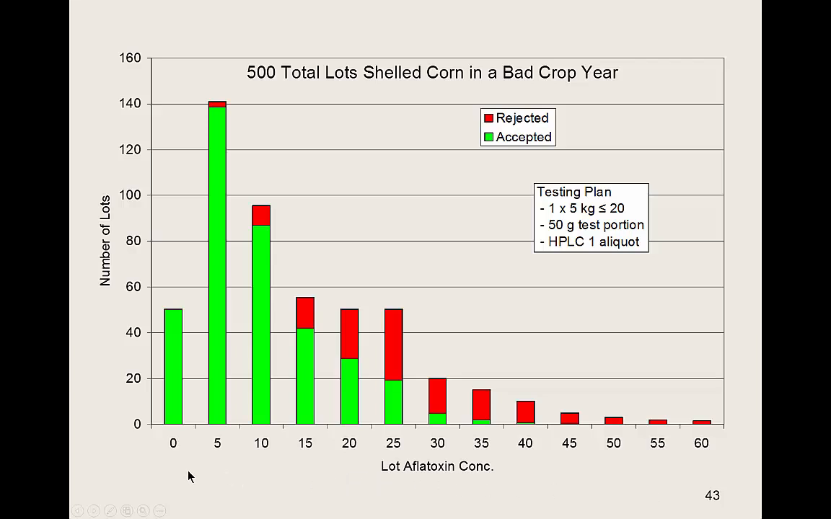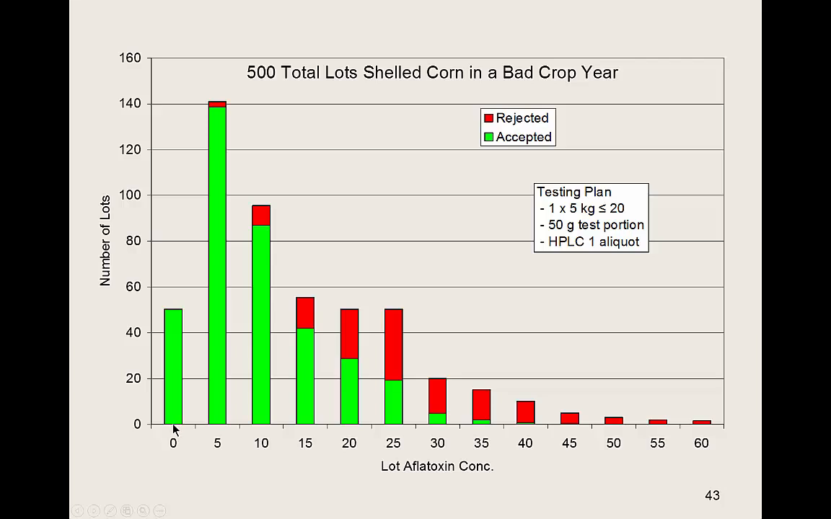Now, once you have your performance or OC curve for a given testing plan, what does that mean in terms of number of lots rejected and number of lots accepted? This bar chart displays a distribution of lots, let's say for a bad crop year. The height of the bar represents the number of lots at each concentration.